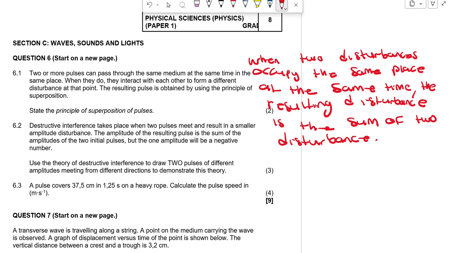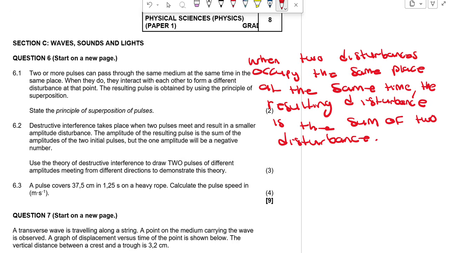Okay, so that is how we state the principle of superposition of pulses. It says when two disturbances occupy the same place at the same time, the resulting disturbance is the sum of the two disturbances. Okay, so let's move to 6.2.